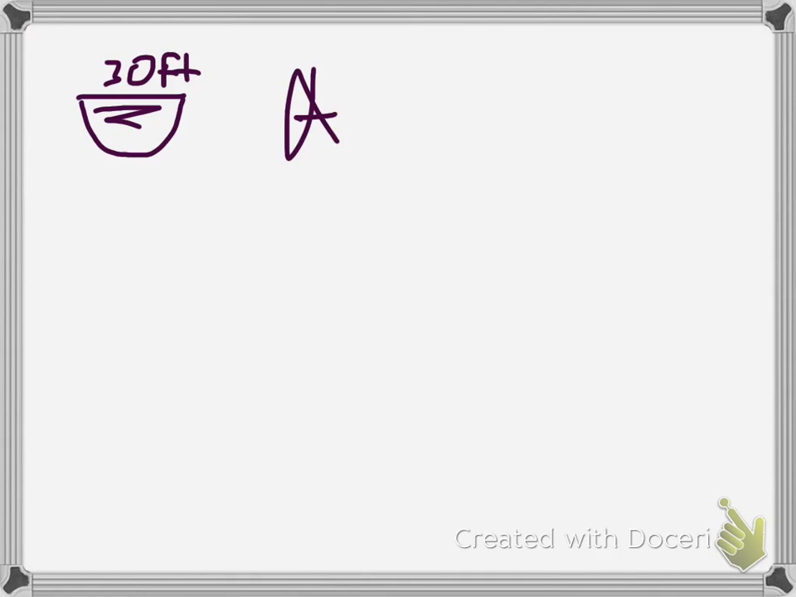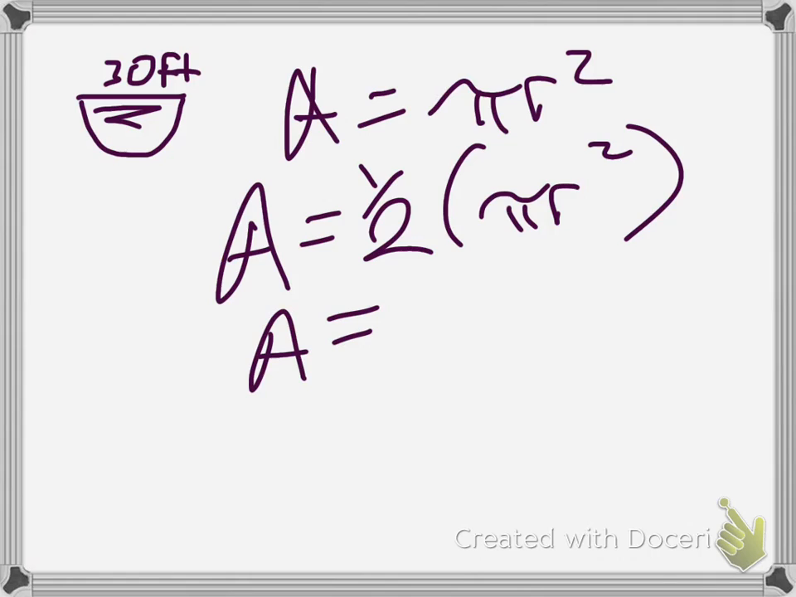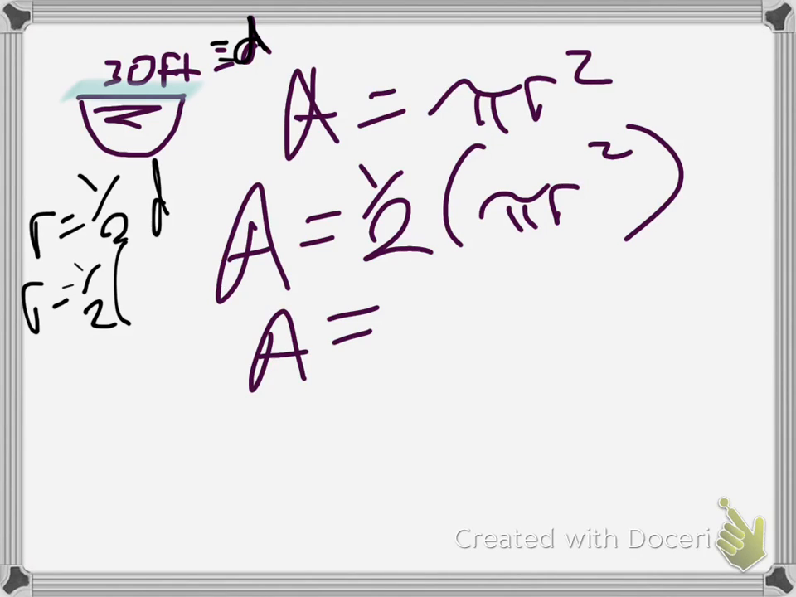I also have that little half circle, and this distance here was 30 feet. I know that the area of a circle is pi r squared. If I have a half circle, my area is going to be 1/2 times pi r squared, half the area of a whole circle. Well, this 30 here is a diameter, so that equals d. And my radius is 1/2 times my diameter, so radius equals 1/2 times 30. So my radius equals 15 feet.